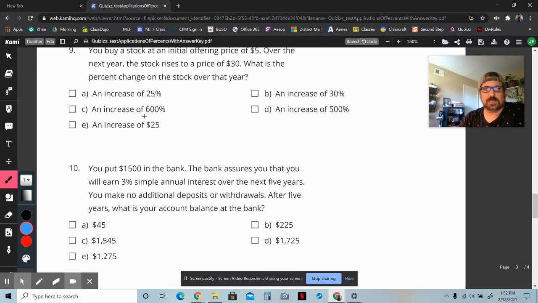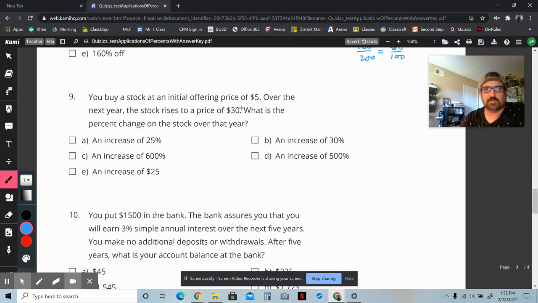Okay. This one says you buy a stock at an initial offering price of $5. Over the next year, the stock rises to a price of $30. What is the percent change on the stock over that year? Well, what did it start at? $5. What did it go to? $30. So this is the old price. This is the new price. We want the percent change.